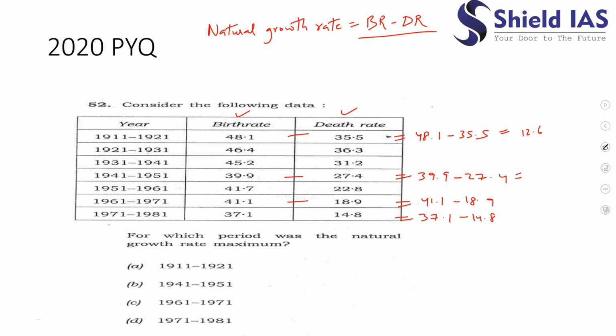39.9 minus 27.4 comes out to be 12.5. Now 41.1 minus 18.9 would come out to be 22.2, and the last would come out to be 22.3. So which growth rate is maximum? It would be the period from 1971 to 1981, and the correct answer would be D. Yes, it was an easy question.